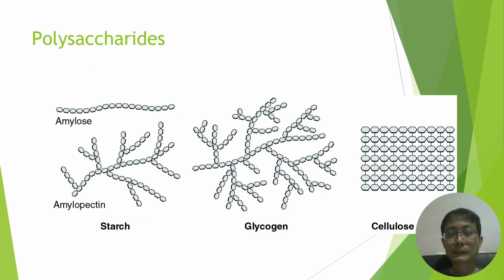So basically, just for your knowledge, there are a few kinds of polysaccharides. You have the starch that is found in plants. You have glycogen that is found in animals, where it is used as an energy reserve. You have cellulose, which is the material that is used by the plant to build their cell wall.